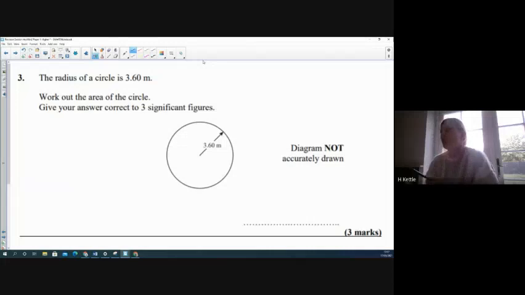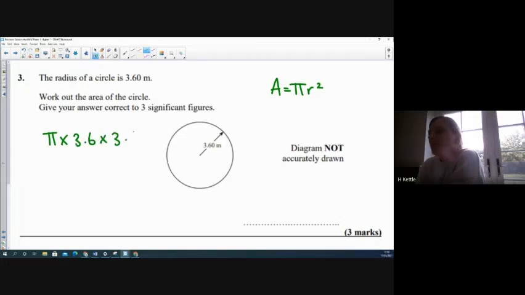Okay, the radius of the circle is 3.6 meters. Work out the area of the circle. So for the area of a circle, we need to remember the formula pi r squared, which is pi times the radius squared. So pi times radius times radius. So we're going to do pi times 3.6 times 3.6, which is 40.715. And we're doing that to three significant figures. So 1, 2, 3. So it's going to be 40.7.